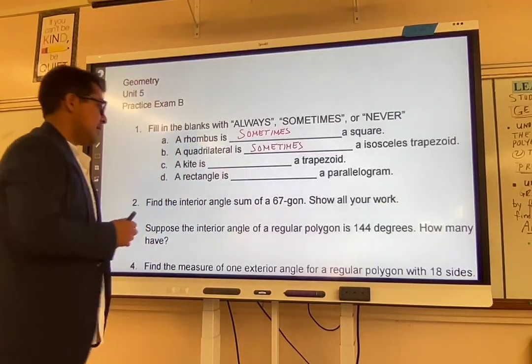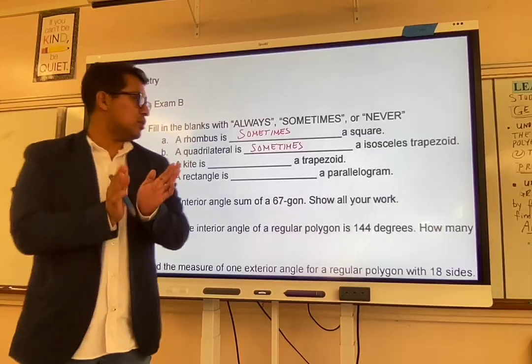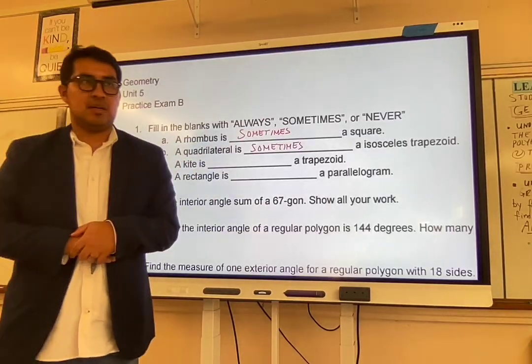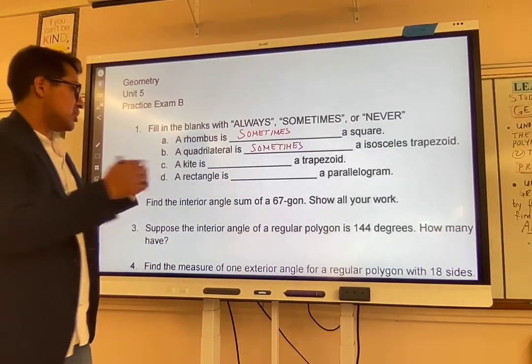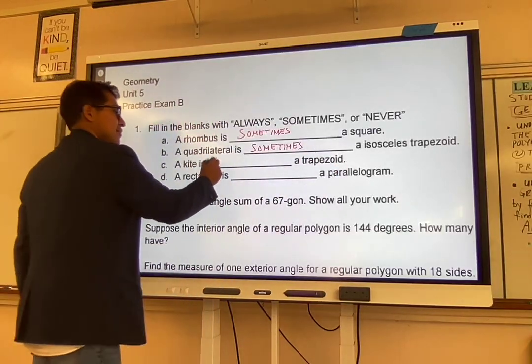A kite is blank a trapezoid. Okay, well, remember a kite has four sides, and none of them are parallel, and two of them are equal, and the other two are equal. While a trapezoid has to have parallel sides. So just on the basis that this has parallel stuff going for it, and the kite doesn't, this is never.